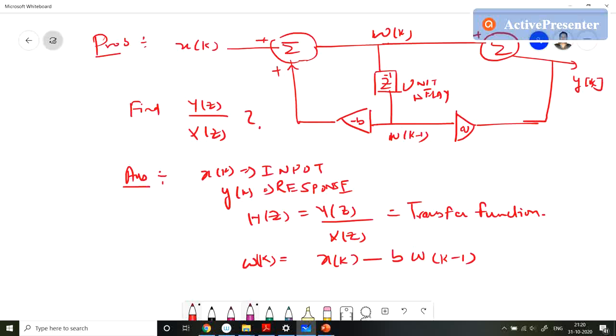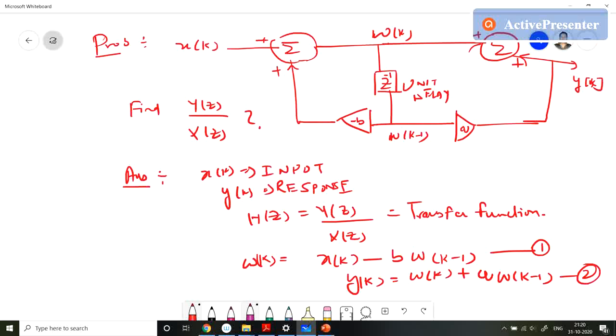Taking the z transform, we also have y(k). Please understand that y(k) is equal to w(k) plus a multiplied by w(k minus 1). So this is our equation 1 and this is our equation 2.